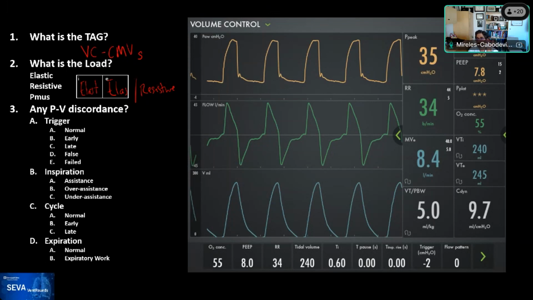And it's kind of a reverse early trigger, so the opposite of an early trigger. But there's PMUS that is not triggering the breath. So this is technically a series of failed triggers, and then the ventilator triggers on its own, which if it was triggering the breath, then it would be a late trigger.